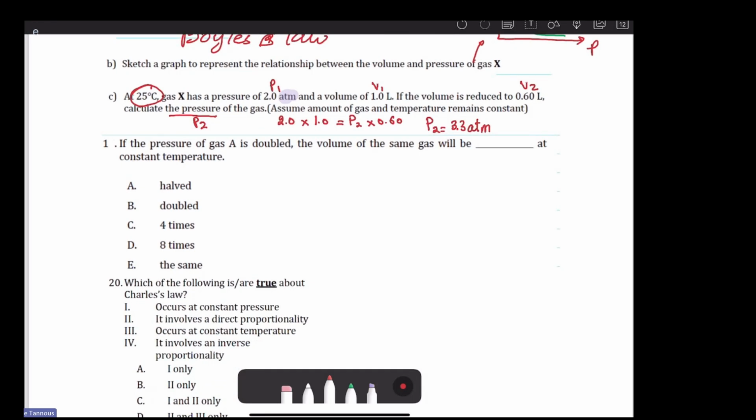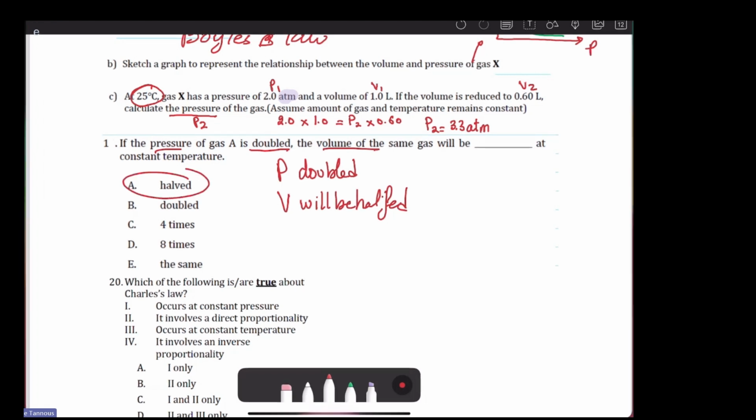Again, another question. If the pressure of the gas is doubled, the volume of the gas will be halved, because pressure and volume are inversely proportional. If the pressure is tripled, the volume will be divided by 3, and so on. So the volume of the gas will be halved.